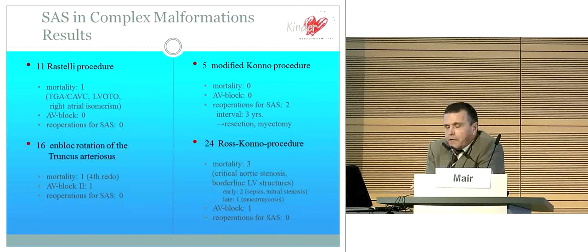We did not see any AV block, and interestingly, in our Rastelli series, we did not have any reoperations for subaortic stenosis. The same was true with the en bloc rotation of the truncus arteriosus. We had one pacemaker 3 months after the operation for a 2nd degree AV block, but we did not see any reoperations for subaortic stenosis. In the 5 modified Connor procedures, all these patients survived.